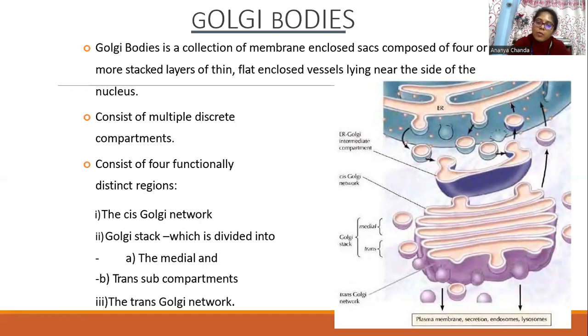So it consists of what? Multiple discrete compartments. So this has multiple compartments. Here you can see there is a compartment-like structure. So this consists of what? The cis Golgi network, which is a Golgi stack divided into the medial and the trans sub-compartments, and another is the trans Golgi network.